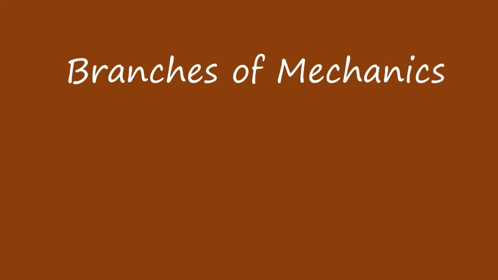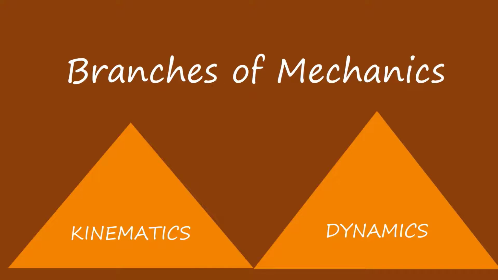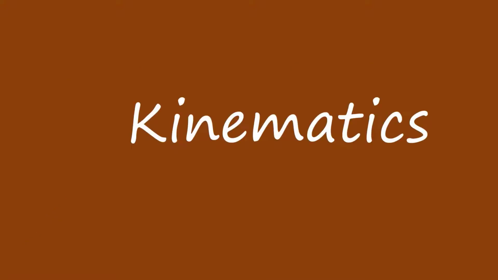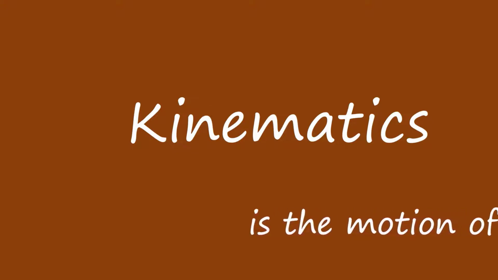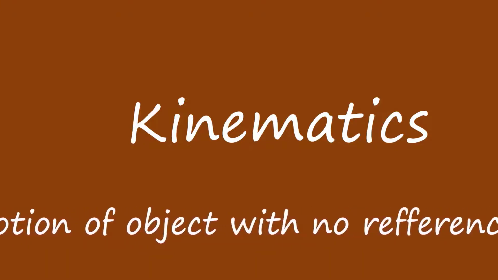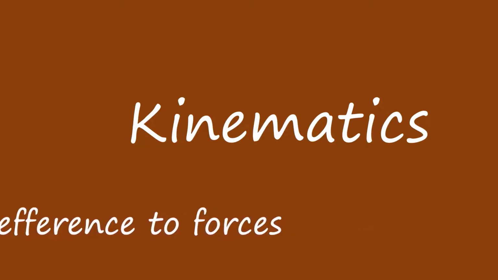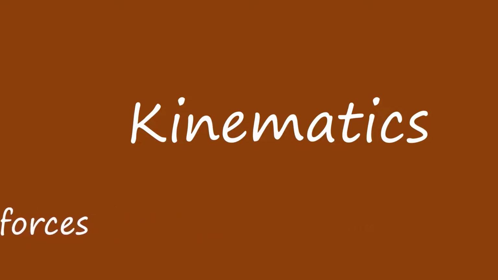Branches of mechanics. Mechanics can be divided into two areas, and we can study them independently of each other. The areas are kinematics and dynamics. Kinematics is the study of motion of objects with no reference to forces. That is, objects are studied with reference only to their motion, while we are less concerned about the forces that either start or stop the motion in a particular body in study.